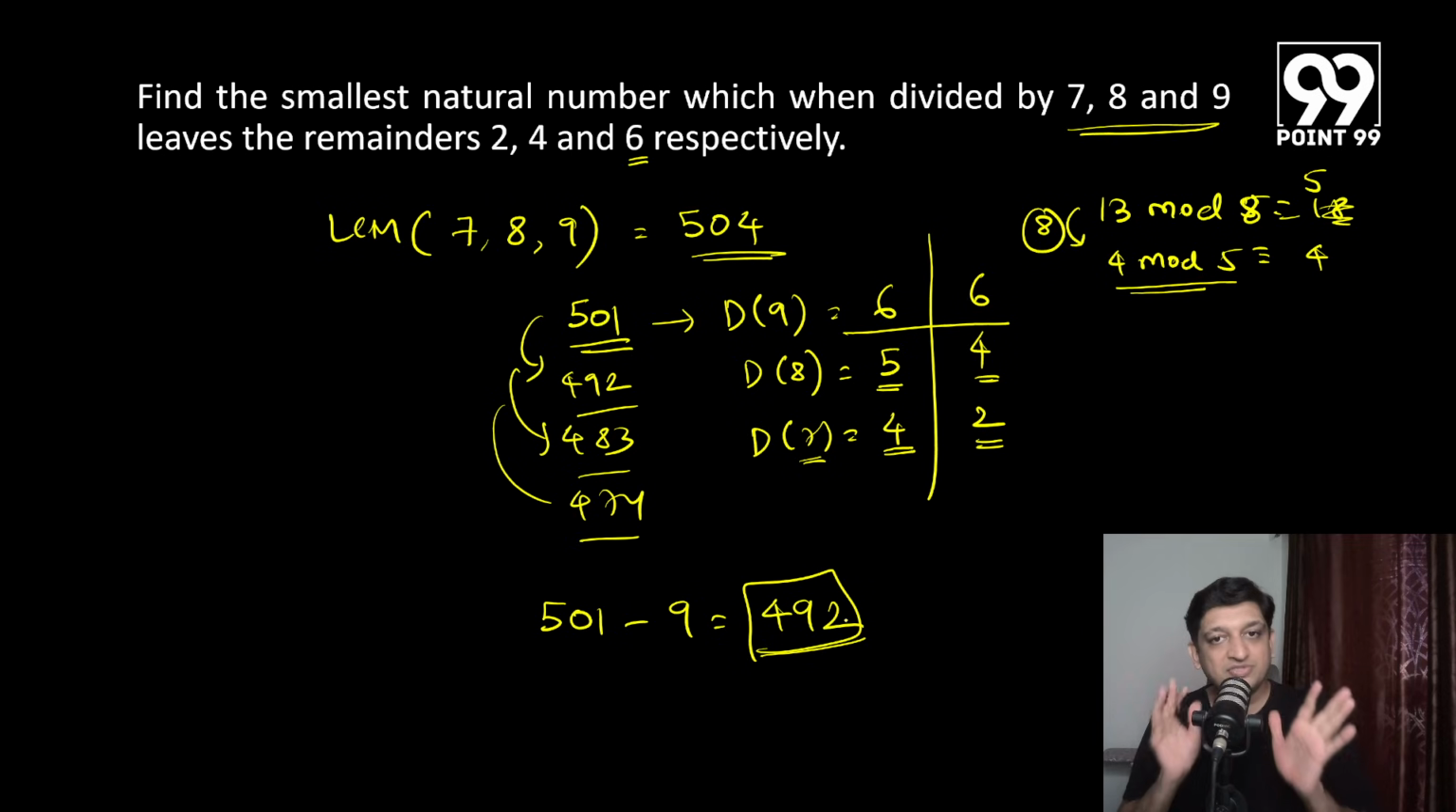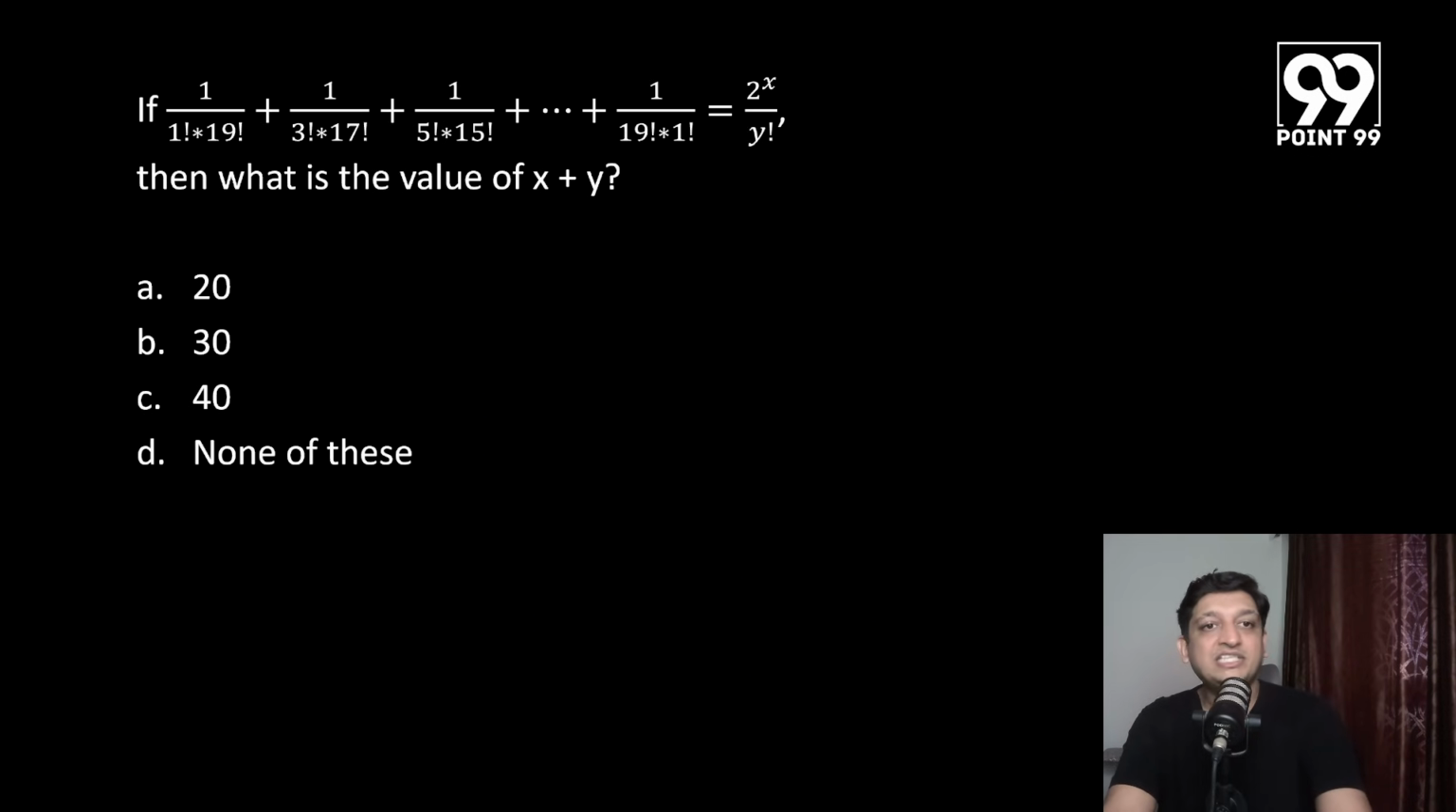So in this case, you just have to look at 504, work slightly backwards, have an anchor number, and then look at how the remainders change. That is what you have to look at. If you do this, then you should be fine. So I hope you enjoyed this particular method instead of going for Chinese remainder theorem. Let's look at the next question now.